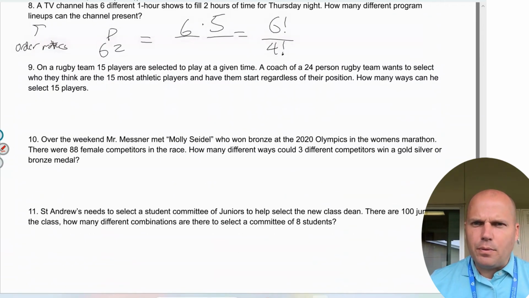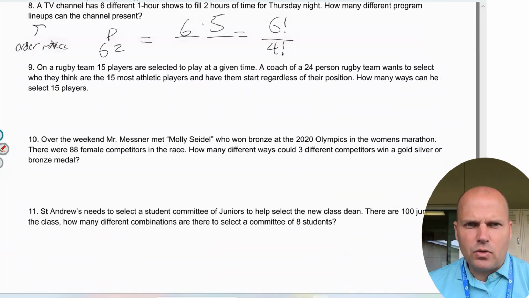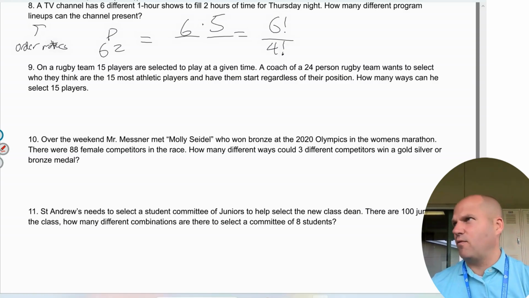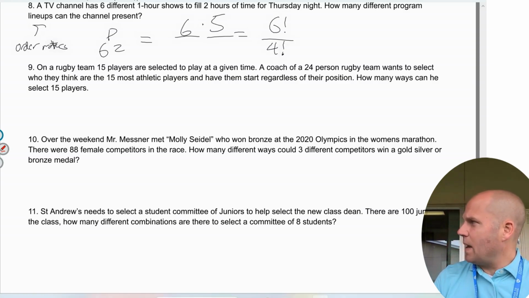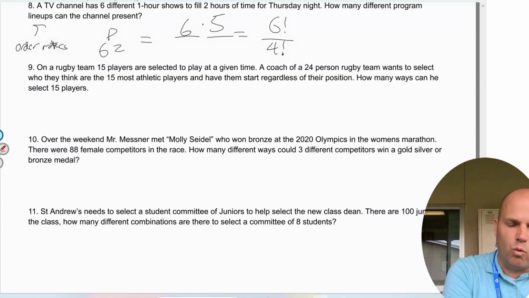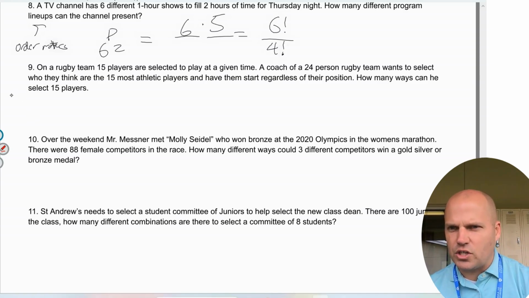On a rugby team, 15 players are selected to play at a given time. A coach of a 24-person rugby team wants to select who they think are the 15 most athletic players and have them start regardless of their position. How many ways can he select 15 players? So that means selecting 15 players, like 1 through 15. Let's say they're numbered 1 through 15. That's the same as picking 2, 3, 4, 5, 6, 7, 8, 9, 10, 11, 12, 13, 14, 15, and 1. So this means order does not matter.